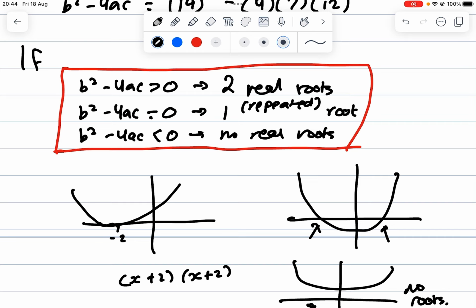Okay, so the question could ask you to explain why we know this has no roots, or explain why it has 2 roots, or how many roots does it have? Or harder ones would say this has 1 root, work out k. And we can go through harder questions like that together in another video or over a call.